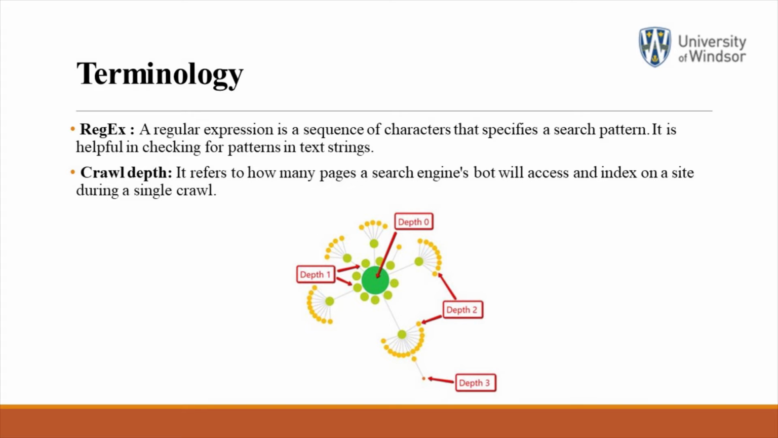Crawl depth refers to how many pages a search engine's bot will access and index on a site during a single crawl. Let's take one example. The big green node is depth 0, which is the home page, and the lighter green nodes are depth 1, which are the URLs linked from the home page, and so on. Whenever we give depth 1, the search engine bot will access the content of depth 1.